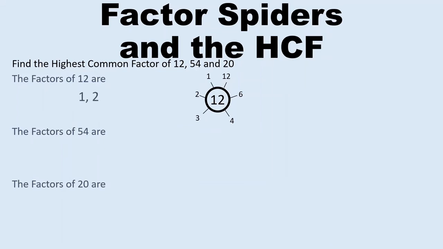So the factors of 12 are 1, 2, 3, 4, 6, and 12. As you see, I can write them in order, just looking in order going around my spider.